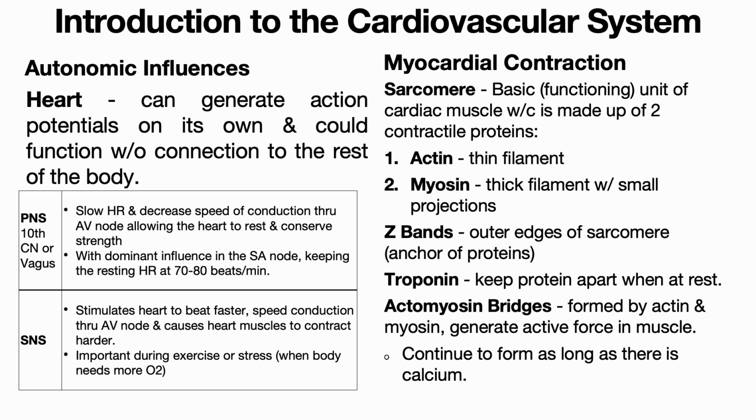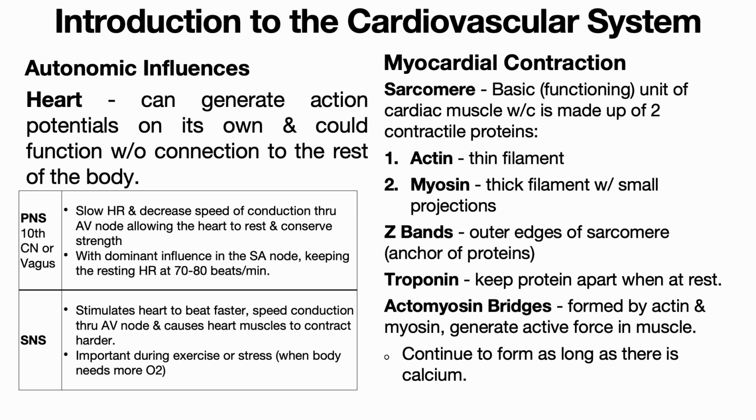So, for the heart, we have the PNS, then cranial nerve X or vagus nerve, which slows heart rate and decreases speed of conduction through the AV node, allowing the heart to rest and conserve strength, with dominant influence in the SA node, keeping the resting heart rate at 70 to 80 beats per minute.